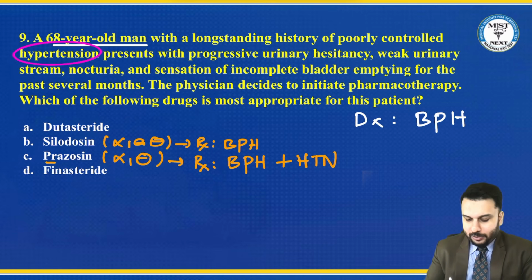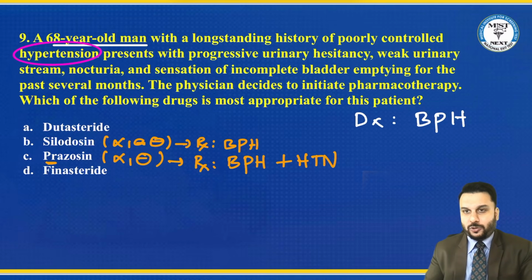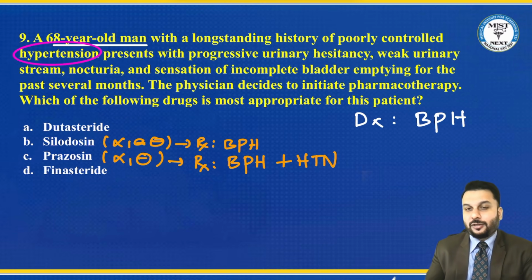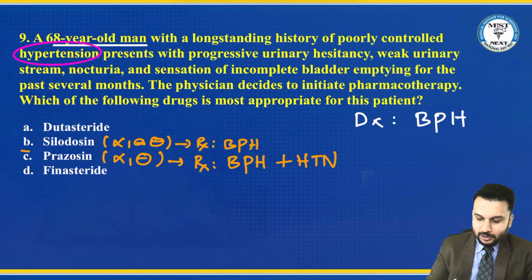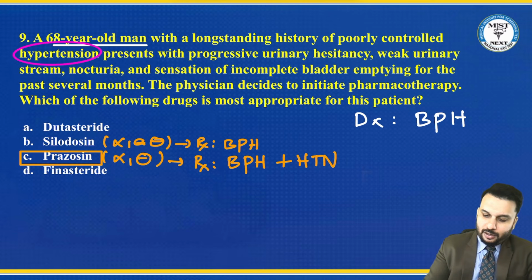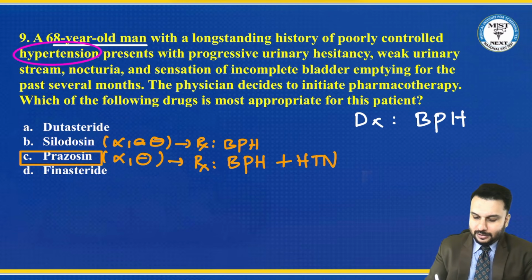Okay, so PR for pressure, PR for prostate. That's how you have to remember. Prazosin is for double effect. So prazosin, terazosin, these are the drugs that I should go for. So correct answer is prazosin, because this patient has both hypertension and BPH. How about finasteride, dutasteride? These both drugs, they are 5-alpha reductase inhibitors.